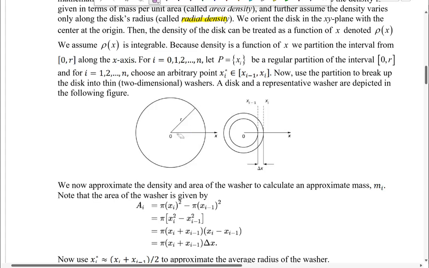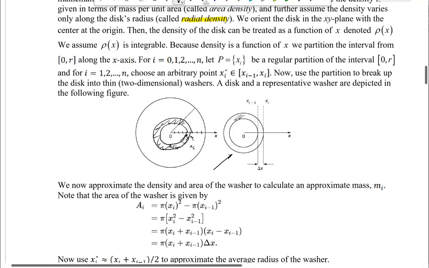And so just like we did with the rod earlier, we're going to take our x-axis from 0 to r, and we're going to split it up into a bunch of subintervals. And one of them right here, say, is going to be x sub i minus 1, and there's x sub i. I probably can't draw this very well, but imagine the circular region or washer that we get between those two values of x, and that gives us something like this.